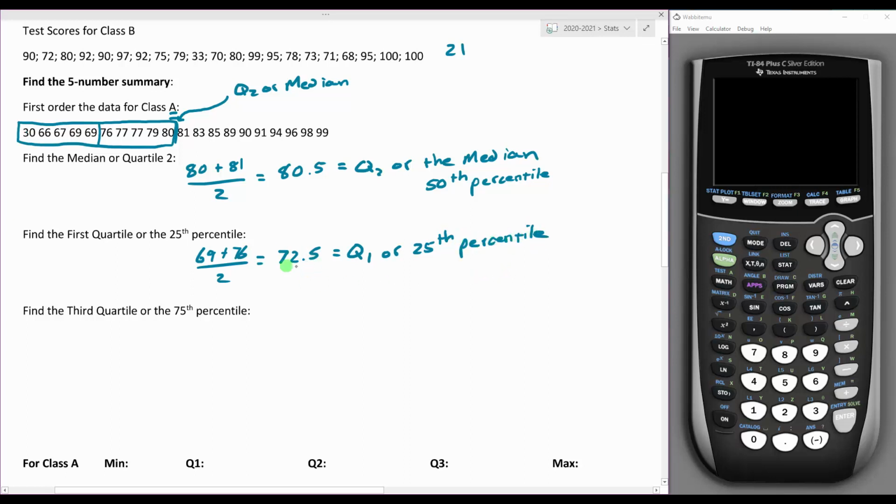Okay. So then if you scored a 72.5 on the test, that means you did better than 25% of the test takers out there. Okay. It's not too bad.